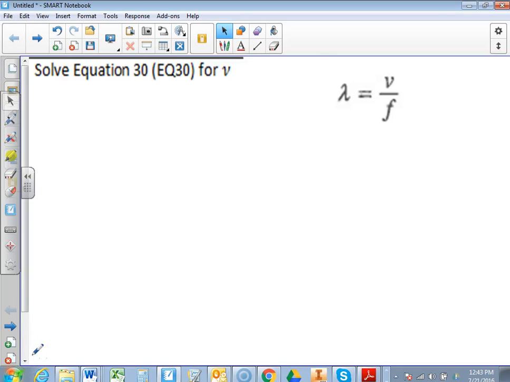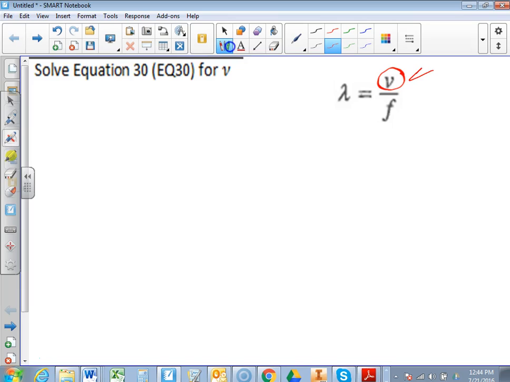Okay, we're going to do the first two problems on that equation solving packet together because they're kind of related to each other. So for the first one, we're solving for v. Remember, anytime you solve equations, you're always going to end up doing the opposite. So we're looking for this to get by itself. That's what it means to solve for something.